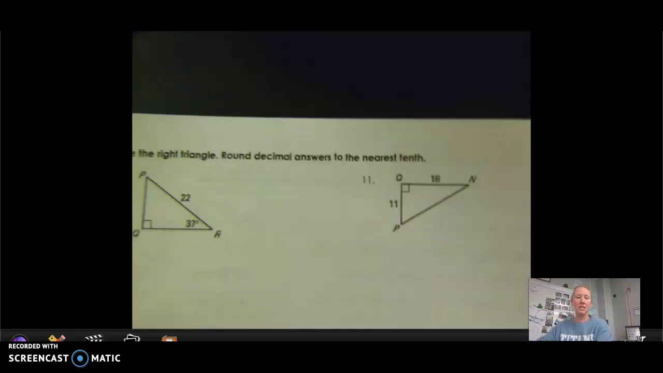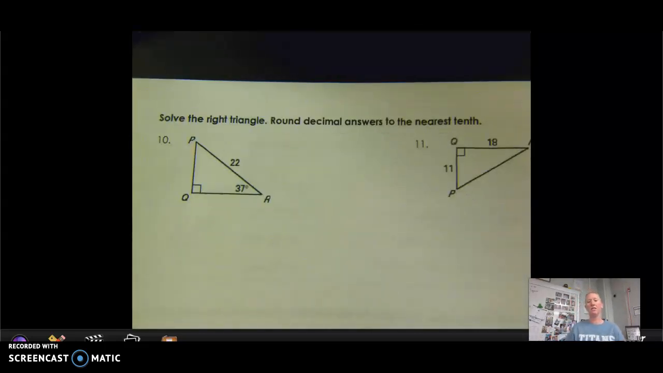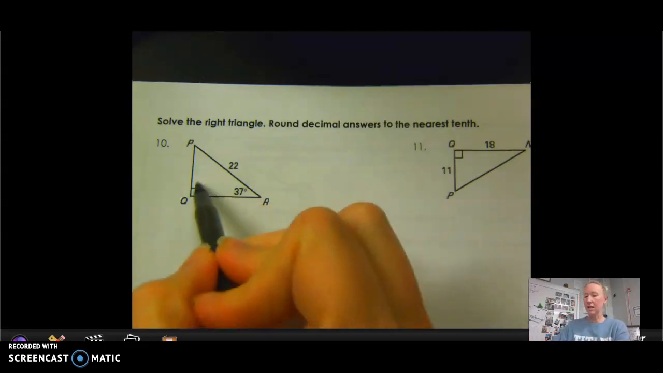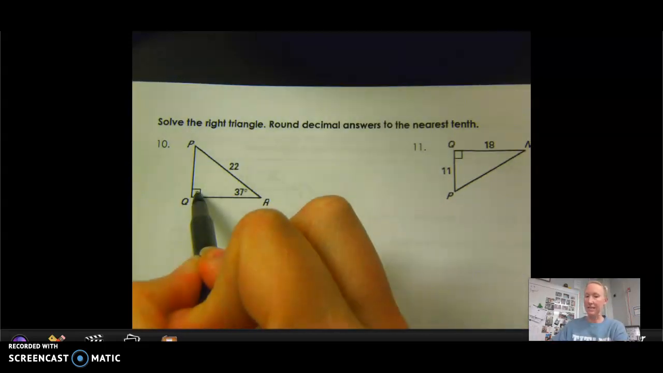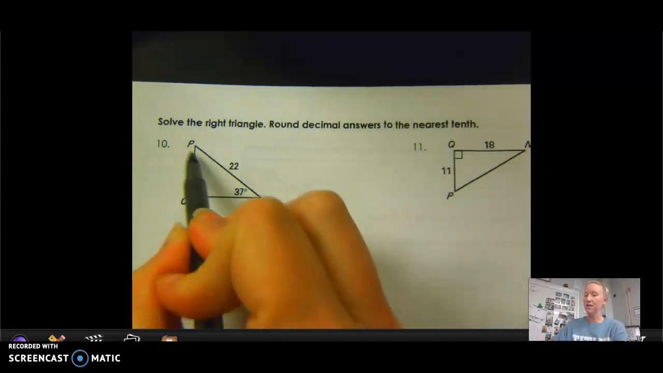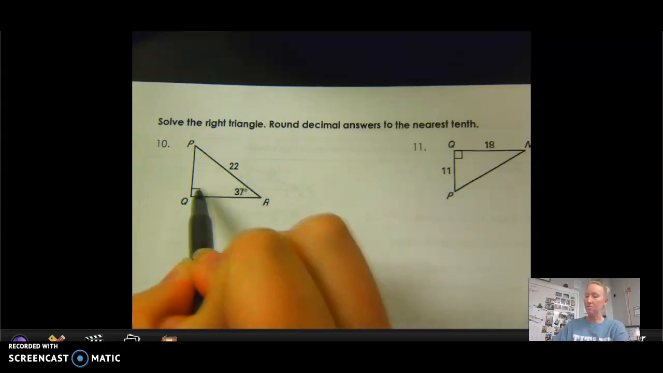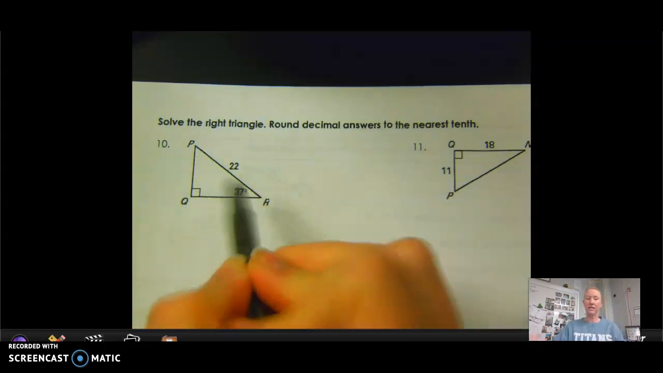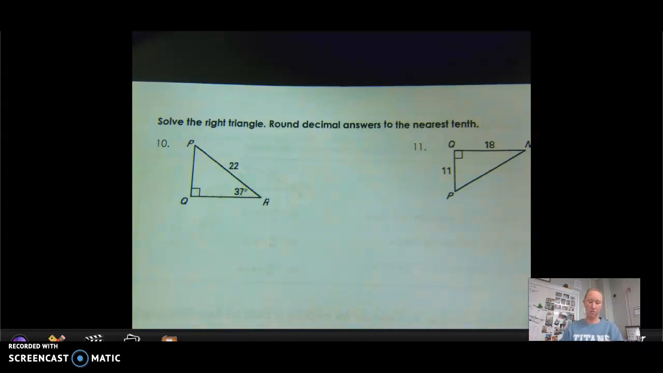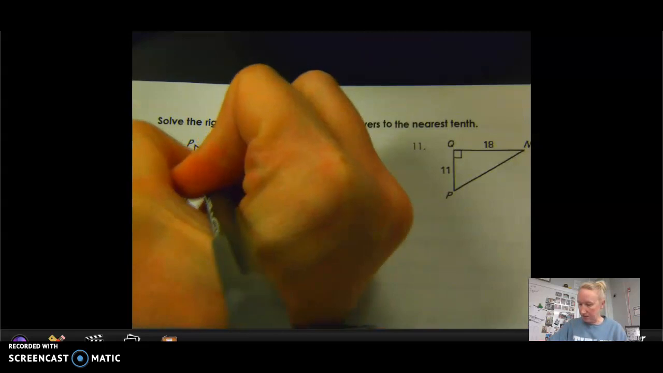All right, so the directions say solve for the right triangle, round decimal answers to the nearest tenth. When they say solve for the right triangle, they want you to find any and all missing angles and any and all missing sides. So I'm going to start on number 10. They gave me this is 90 degrees. They've given me this is 37. These three add to 180. Minus that 90, these two would add to 90. So I can quickly find that other angle measure by doing 90 minus the 37. This angle is 53 degrees.